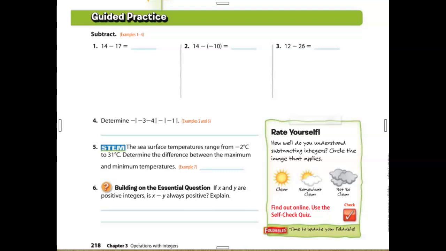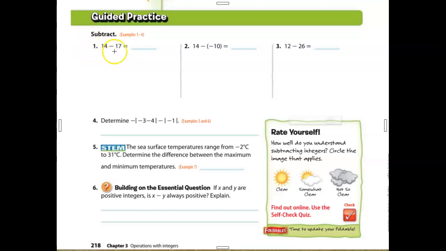Make sure you're on page 218. We're going to complete these guided practice problems together before you begin the independent practice. And after you submit the independent practice, there will be another Edpuzzle video for you to complete about problem solving, and then 3 more word problems to do on your own after that.